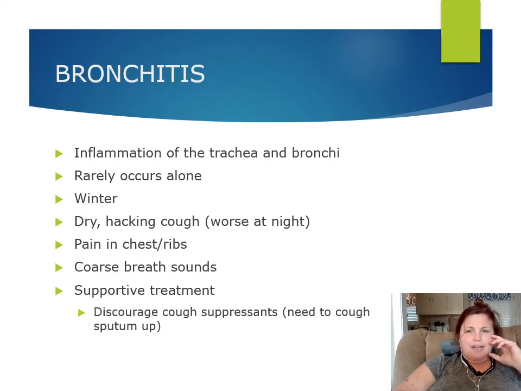Okay, looking at bronchitis now. Bronchitis is usually in conjunction with other respiratory illnesses and adjacent respiratory structures. So you'll see as the slide depicts that it's inflammation of the trachea and bronchi, but it tends to occur in other places too. It's usually not an isolated condition. It's most often diagnosed in the winter. Its telltale symptom or sign is a dry, hacking cough that's worse at night. The patient may complain of pain in their chest or in their ribs.